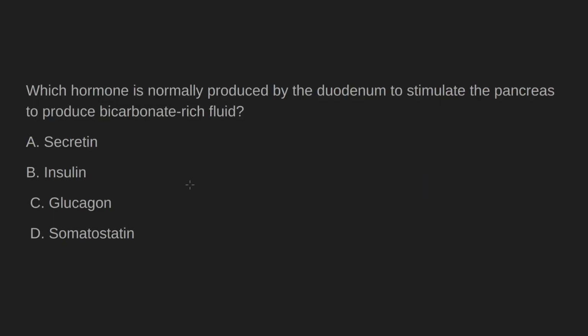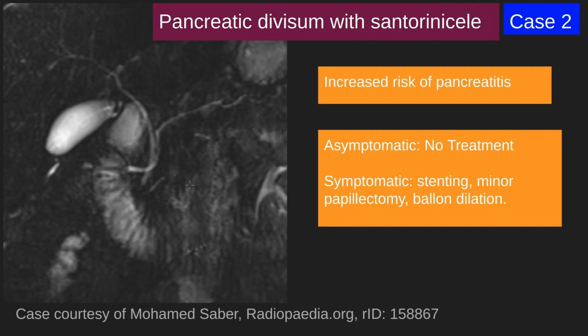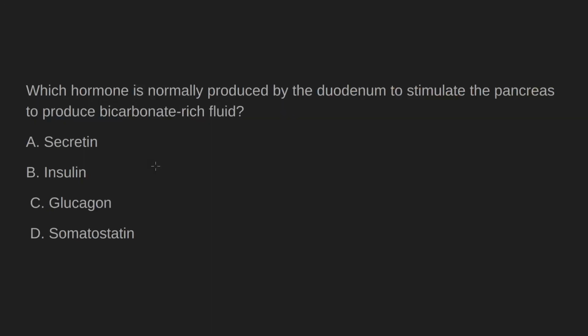On MRCP, to improve the quality of the images, we can also give them secretin, which increases the flow of pancreatic enzymes into the main pancreatic duct and makes the duct look more prominent. Which hormone is normally produced in the duodenum to stimulate the pancreas to produce bicarbonate rich fluid? The answer to this question is secretin is the hormone that is produced.